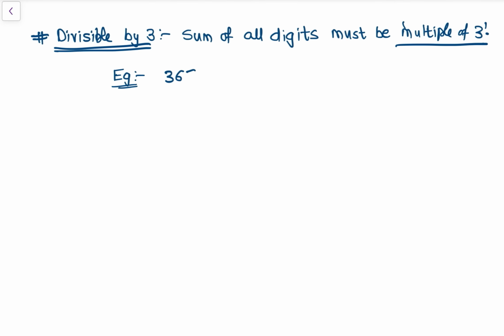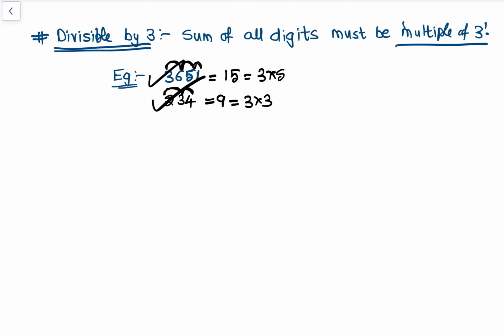3, 5, 3, 6, 5, 1. Sum of all digits. See, 3 plus 6, 9. 9 plus 5, 14. 14 plus 1 is 15. So 15 is multiple of 3. That is 3 into 5 is 15. So this number is divisible by 3. Similarly say 2, 3, 4. 2 plus 3 is 5. 5 plus 4 is 9. Yes, 9 is multiple of 3. 3 into 3 is 9. So this number is divisible by 3. कितना भी बड़ा नंबर हो तो हमें डिविजन करने की जरूरत नहीं है. वी जस्ट चेक सम ऑफ डिजिट्स डिविजिबल बाय 3 और मल्टीपल ऑफ 3 है तो डिविजिबल हो जाता है.